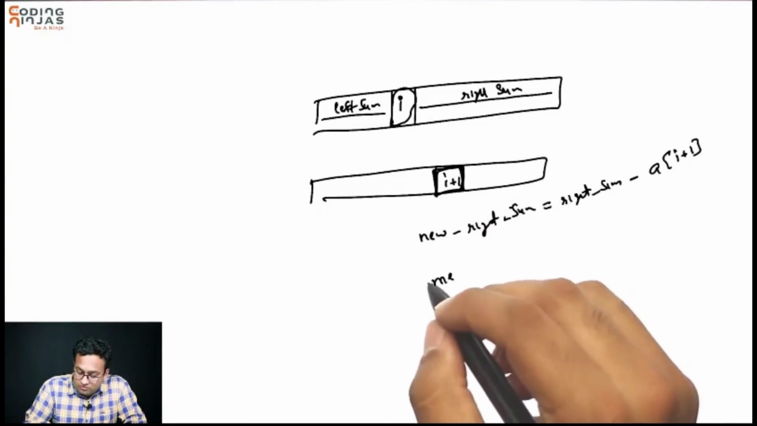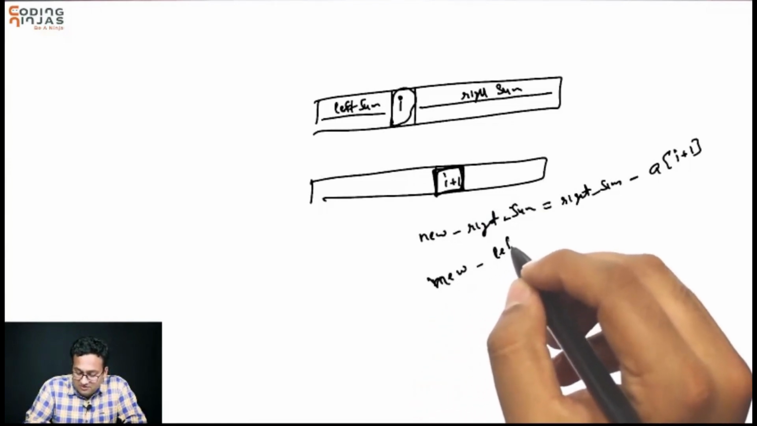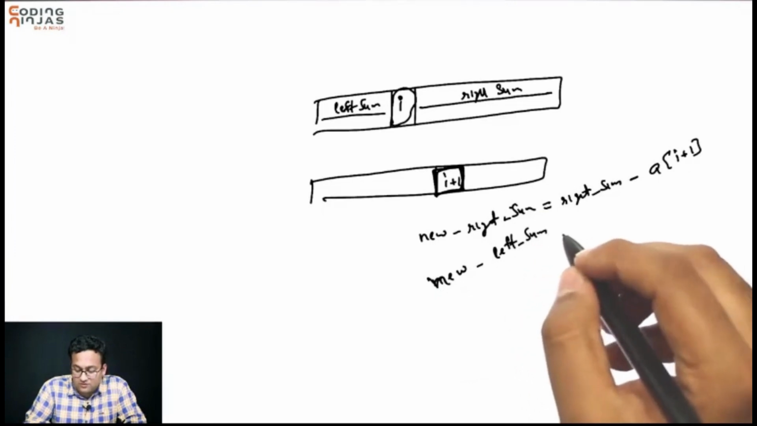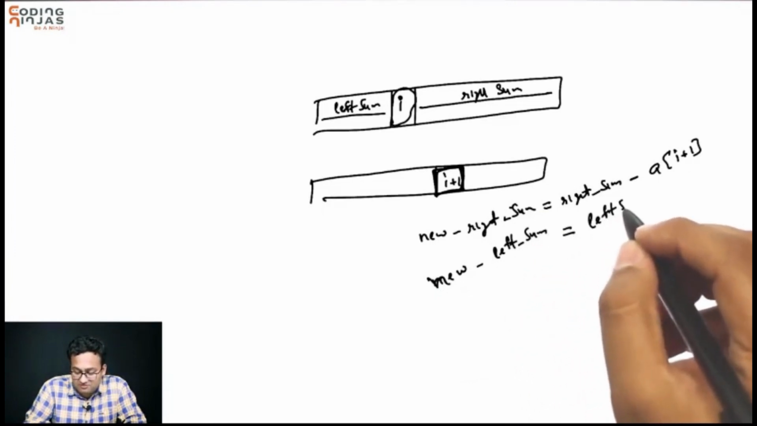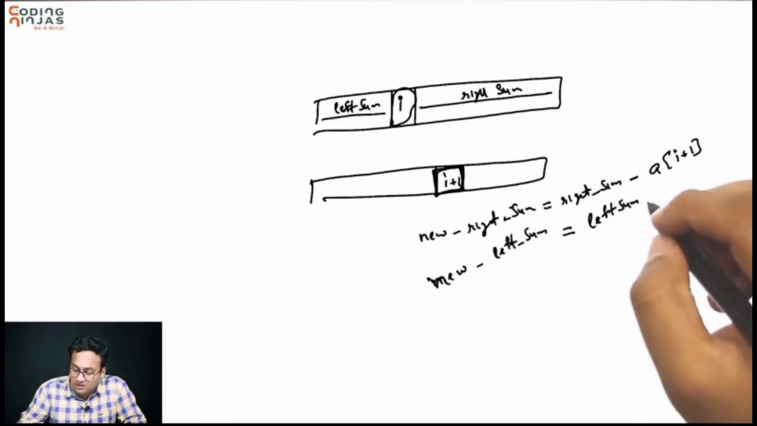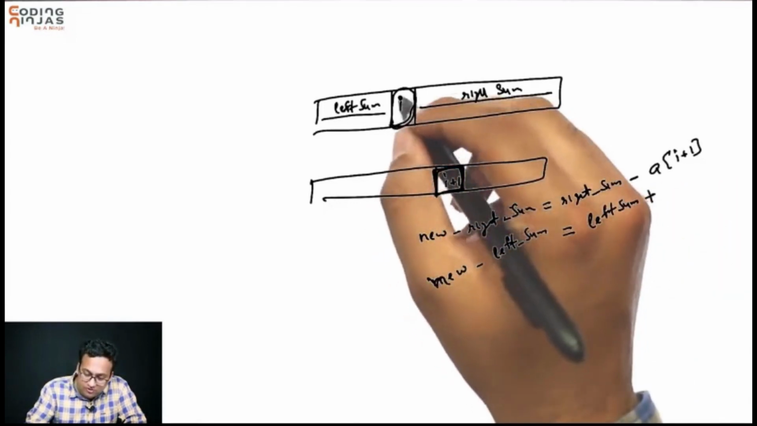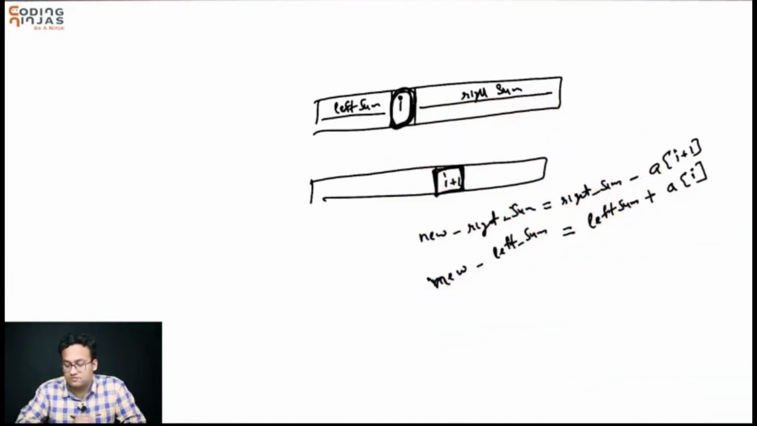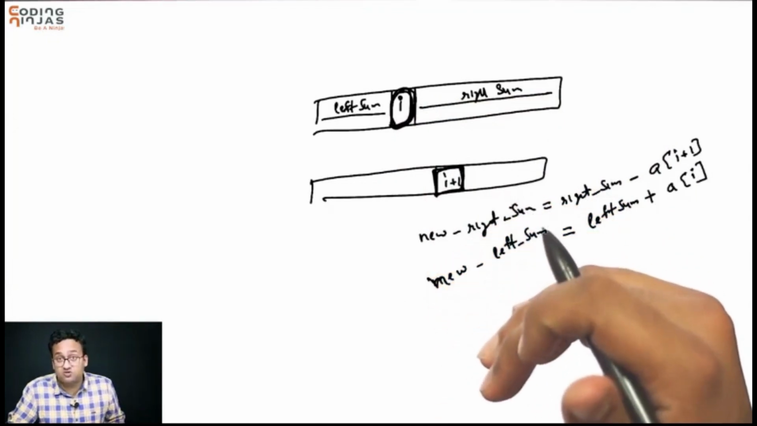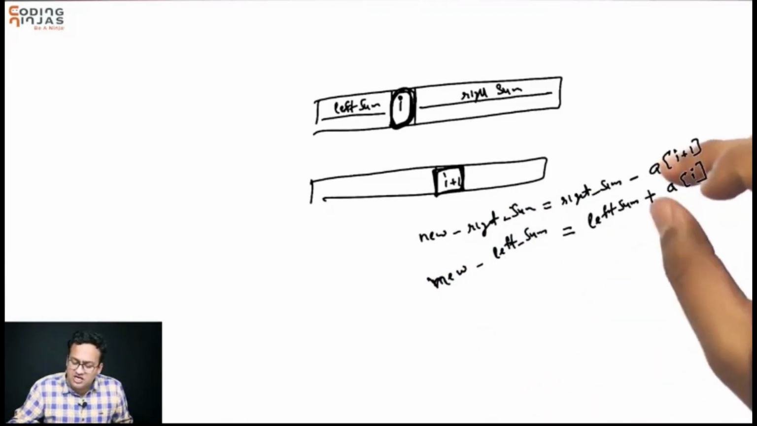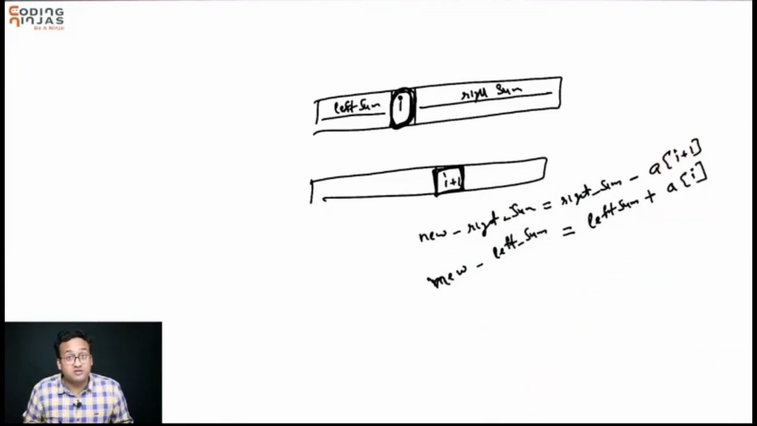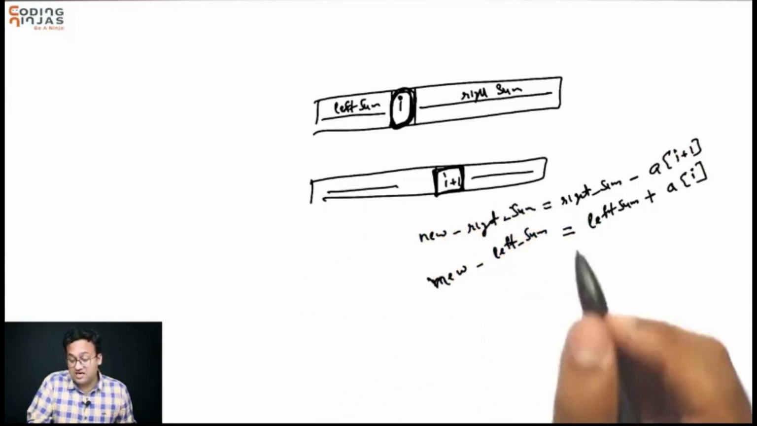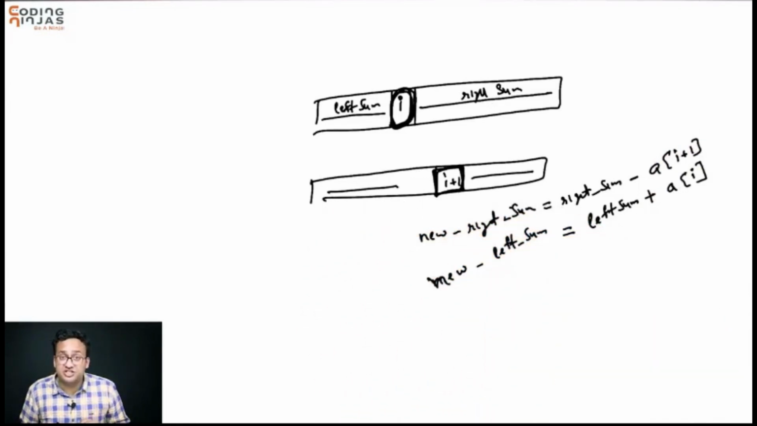And the new left sum will be equal to the previous left sum plus this needs to be added. This needs to be added. This needs to be added. So you are able to find the new left sum and the new right sum by changing a little bit in the previous values. You don't have to go through the array again. You are able to do some slight changes and find the new values. Okay?